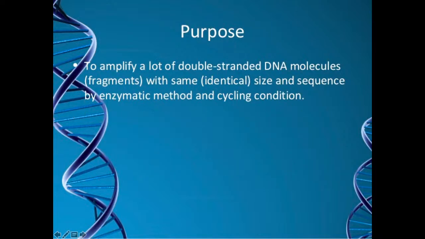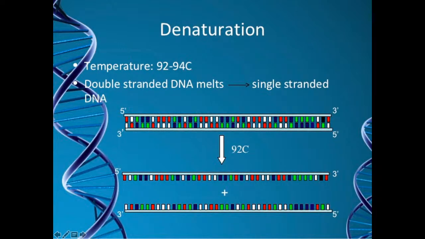Taq polymerase, yeah. So we have discussed that we use it to amplify a lot of dsDNA molecules with the same size and sequence by an enzymatic method and cycling conditions. The first step that we do in PCR is denaturation at a temperature of 92 to 94 degrees Celsius. You have a double stranded DNA which melts and gives single stranded DNA. At 92 degrees Celsius, they become single stranded DNA.